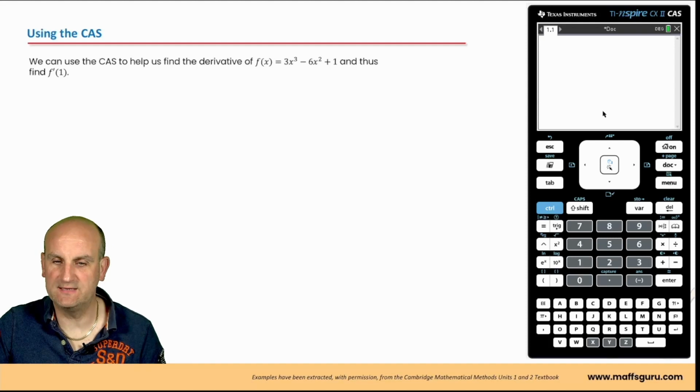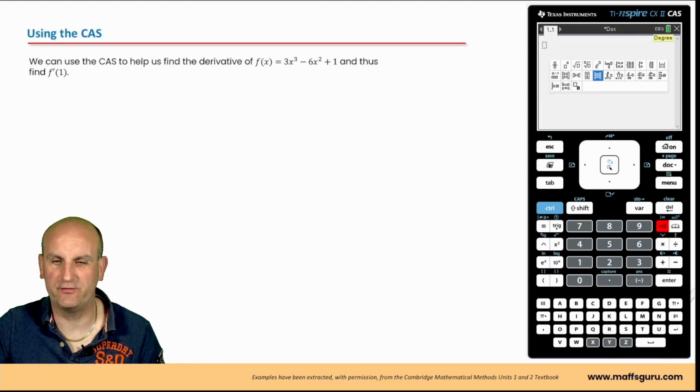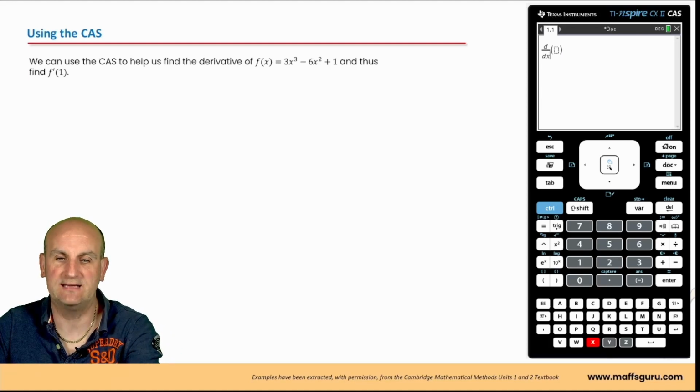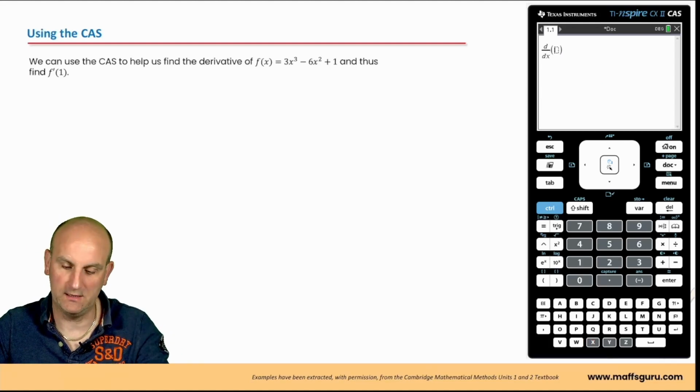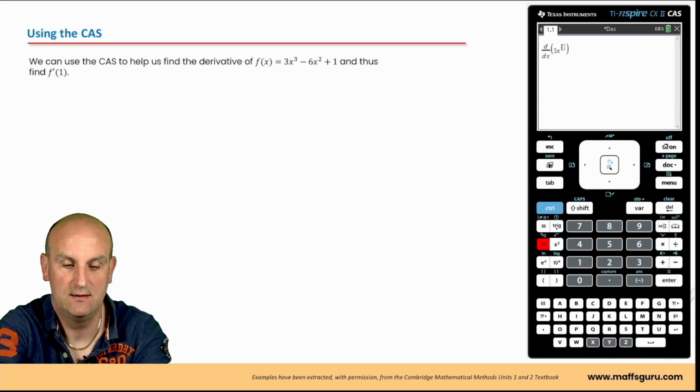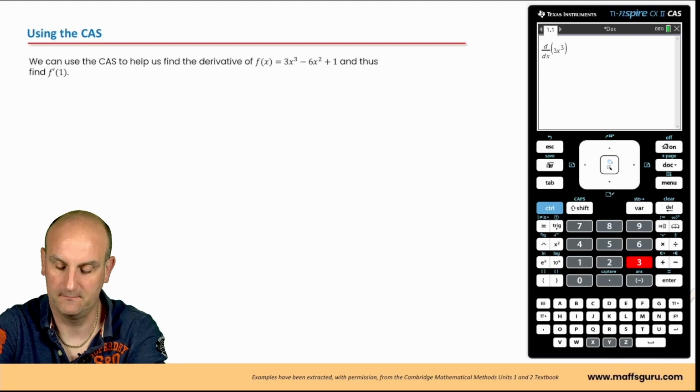So what I'm going to do is hit this button here, and you'll notice I've got lots of pre-filled functions. Hit that one there, he says, hoping that his eyesight is good. Right, so because we're differentiating with respect to x, I'm going to put an x down here. And then what am I going to do? I'm going to type in my function here of 3x cubed minus 6x squared plus 1.